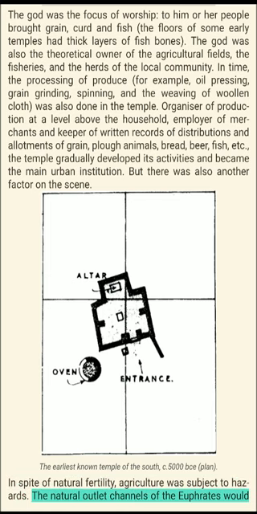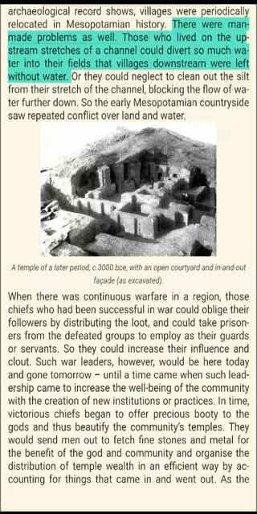In spite of natural fertility, agriculture was subject to hazards. The natural outlet channels of the Euphrates would have too much water one year and flood the crops, and sometimes they would change course altogether. As the archaeological records show, settlements were periodically relocated in Mesopotamian history. There were man-made problems as well.